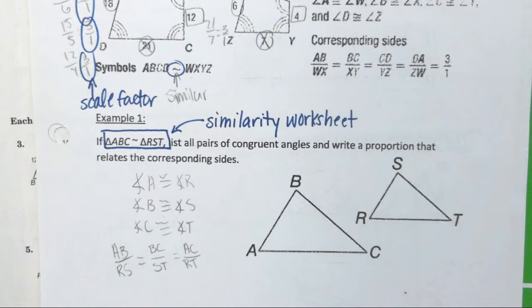The order of the letters matters in a similarity statement, the way the order of the letters mattered in a congruent statement. So A and R must go together, B and S, C and T. You have to put them in the correct order, or you will not get all your points in life.